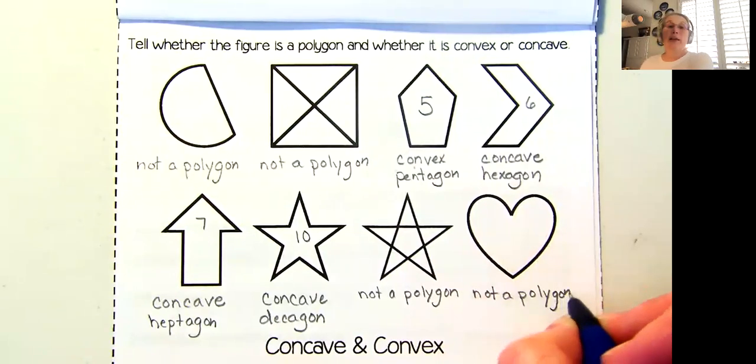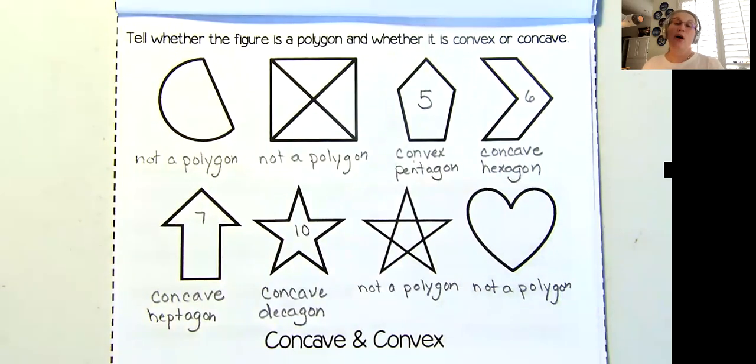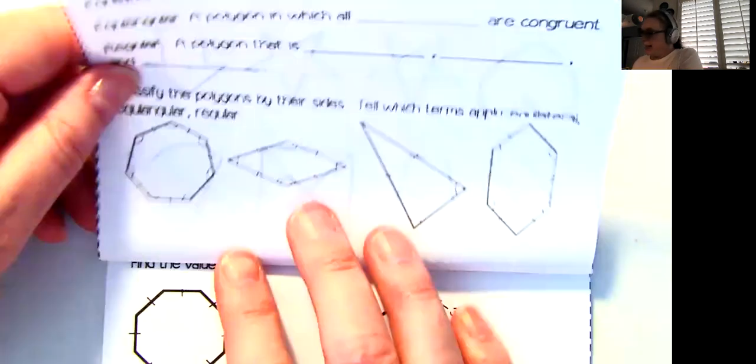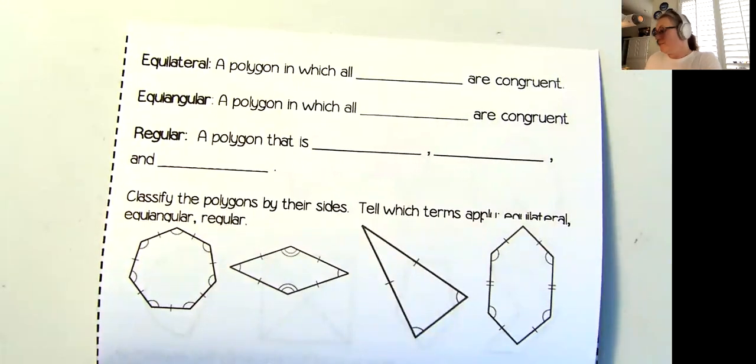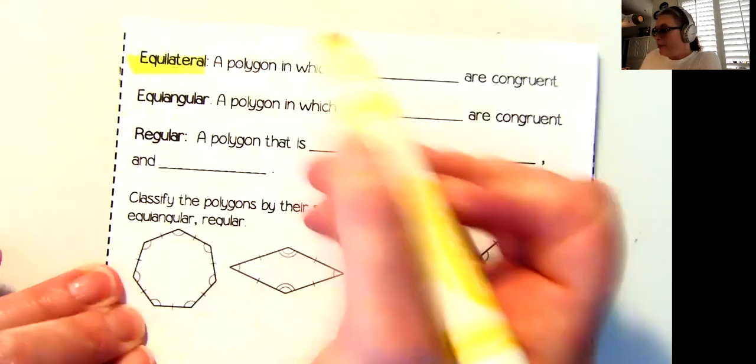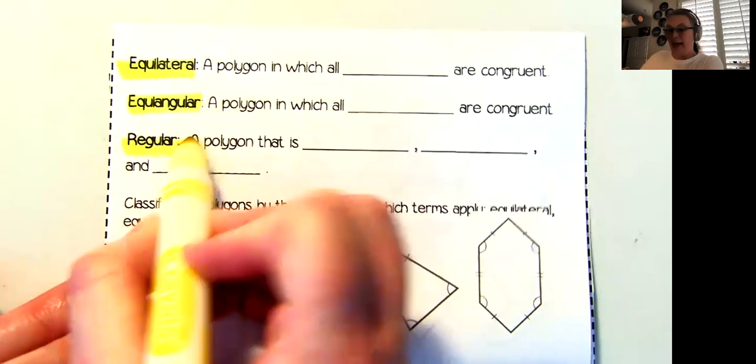So if it is a polygon, we put whether it's concave or convex first, and then we use the name of the actual shape. Now, on these last pages, we've got 3 important words: equilateral, equiangular, and regular.